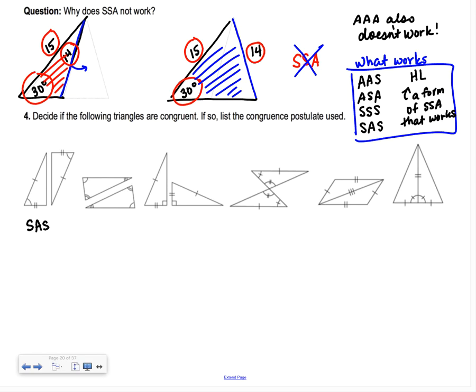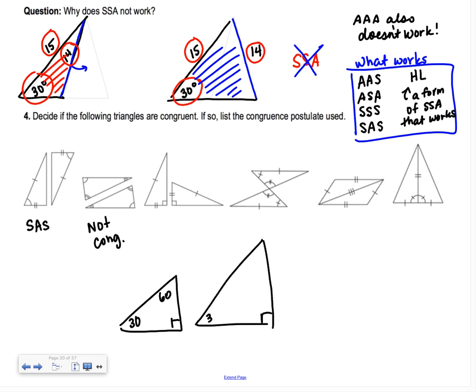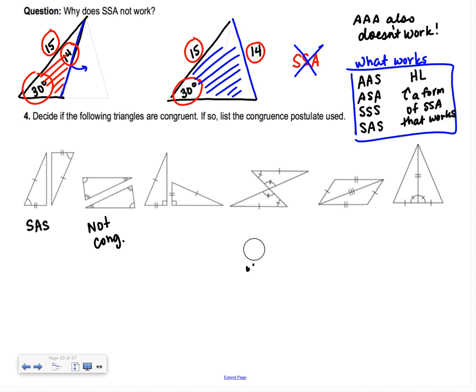So the next one looks like it would be angle, angle, angle, but remember that's one that does not work. Okay, so angle, angle, angle doesn't work, so they are not congruent. So if you think about a triangle that maybe has like 30, we'll do 30, 60, and 90. I could have another triangle that has the same measurements, right? 30, 60, and 90. It's just bigger, okay? So those aren't congruent triangles. Those are what we call similar triangles. They're similar in shape, but they aren't the same size.